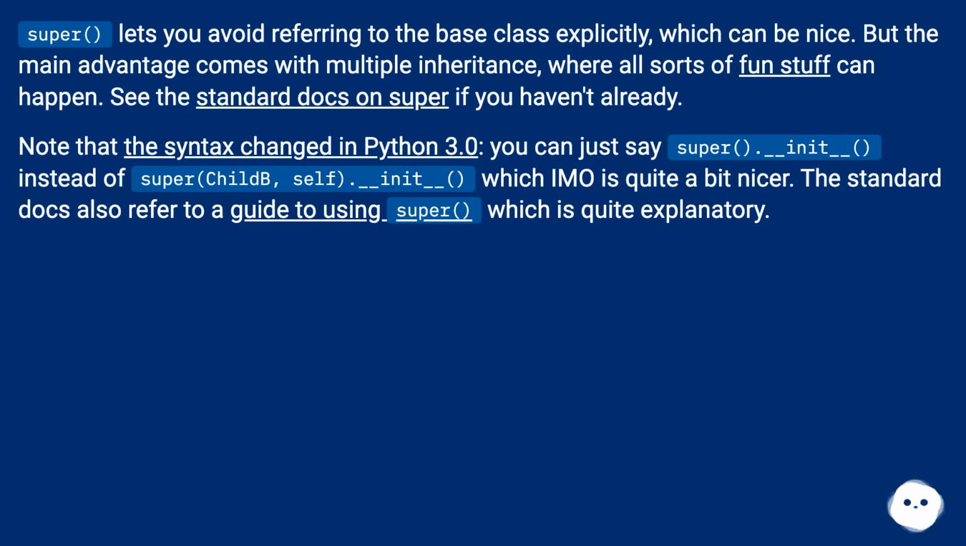Note that the syntax changed in Python 3.0. You can just say super().__init__() instead of super(Child, self).__init__(), which IMO is quite a bit nicer. The standard docs also refer to a guide to using super, which is quite explanatory.